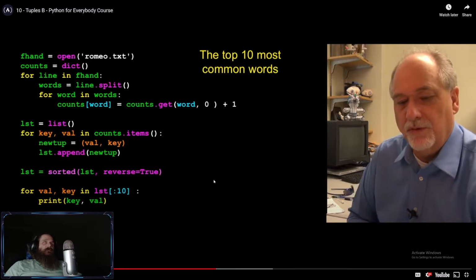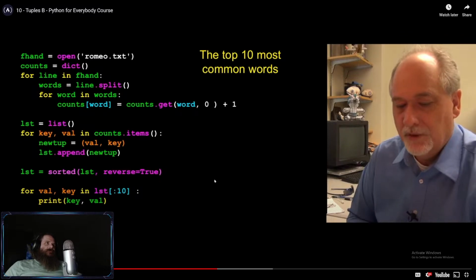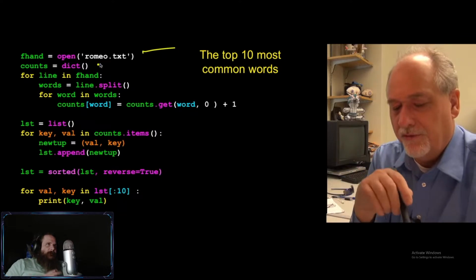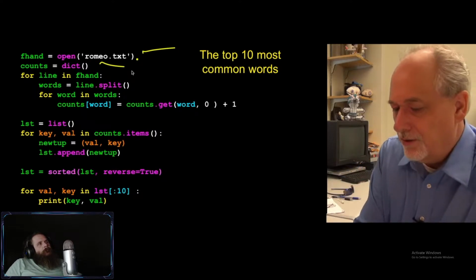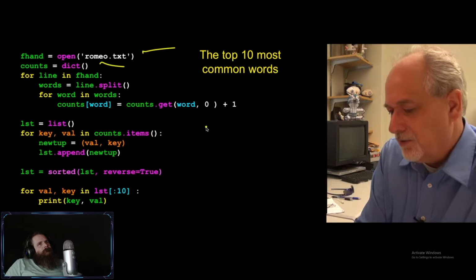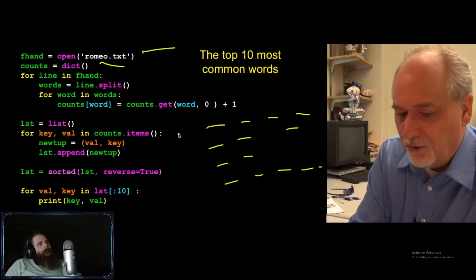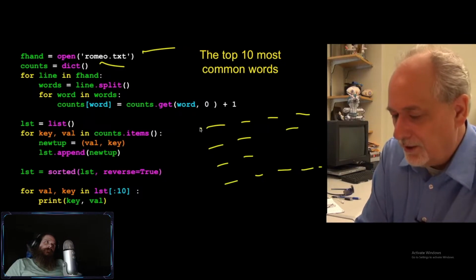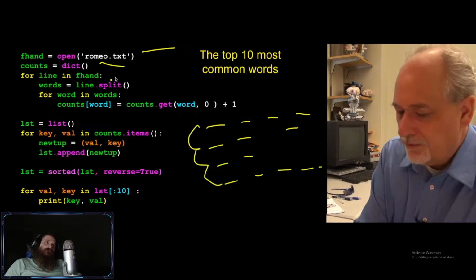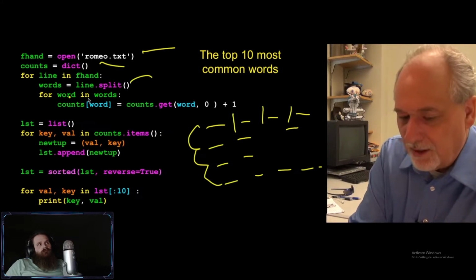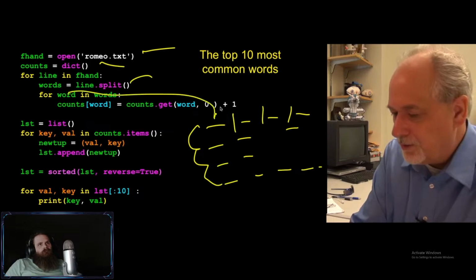Most of this code is review. If we take a look at it, we're going to open a file. We're going to start a dictionary for our counting. There's going to be words and lines, right? And so we're going to have a for loop. This for loop is going to go through each line. And then, of course, we're going to split them, which is busting them into pieces. And then we have a for loop within that, and this for loop is going to go through each word.